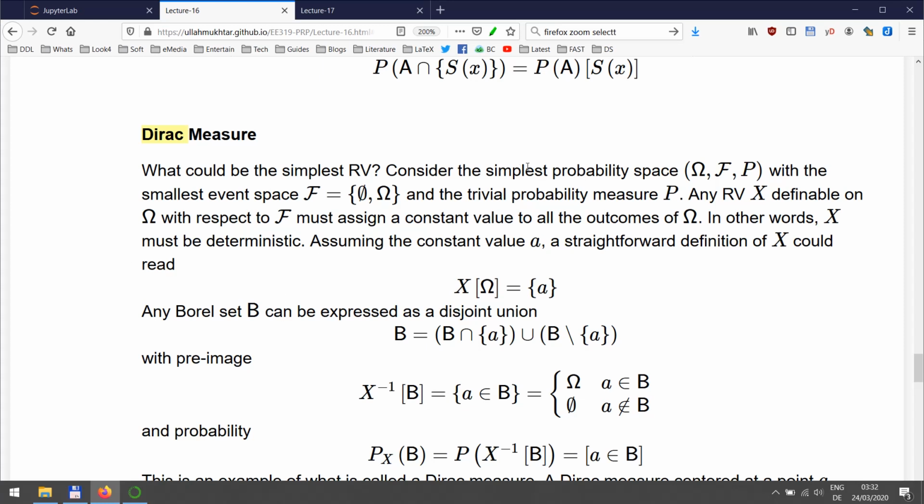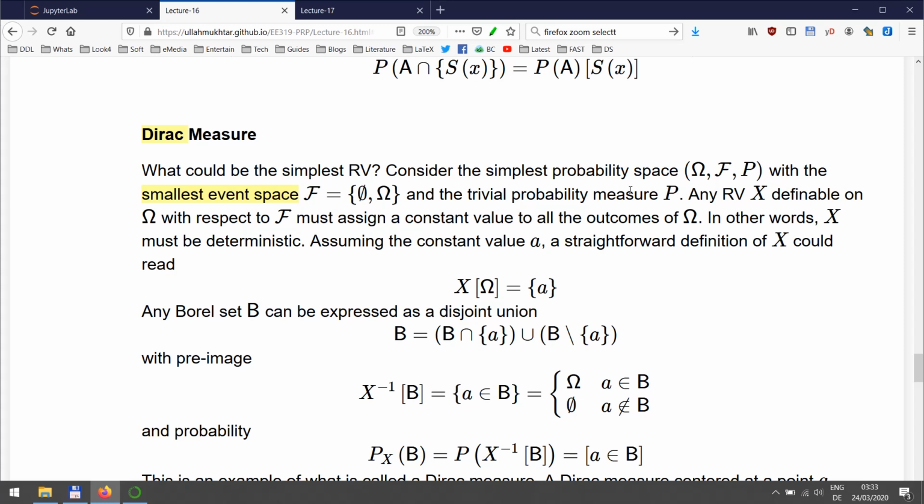Say you have a probability space, of course, with some sample space, some event space, and a probability measure. Now keep that event space as small as possible, the smallest collection of events, which is the empty set and the sample space. I don't think you can have an event space smaller than that. And just take the usual probability measure.